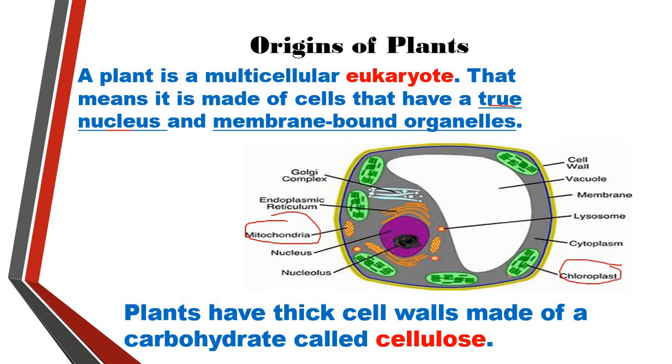Plants are characterized with a thick cell wall made from a polysaccharide carbohydrate known as cellulose. This is a polysaccharide carbohydrate forming the cell wall of the plant.